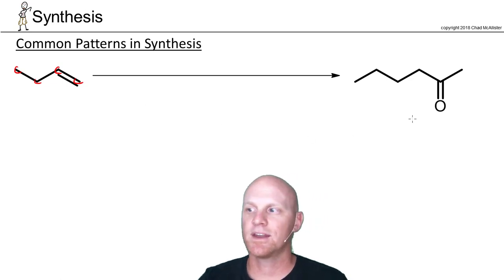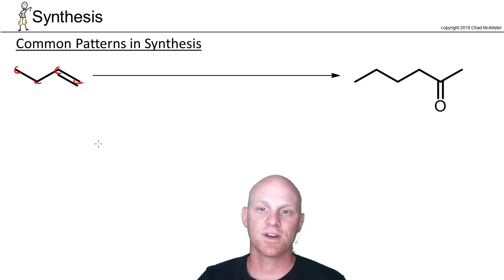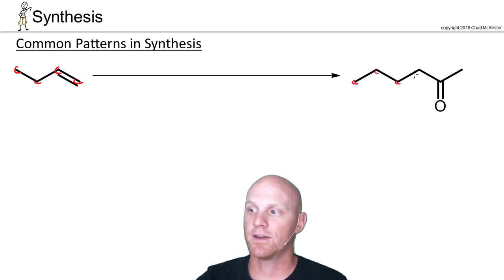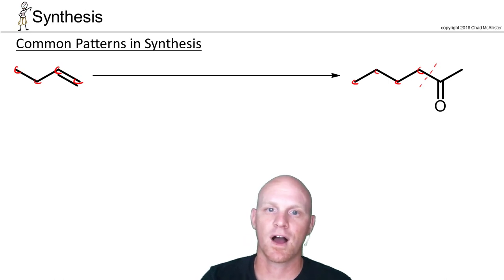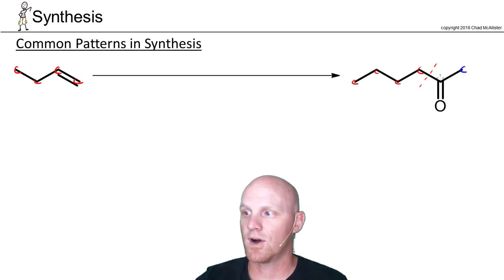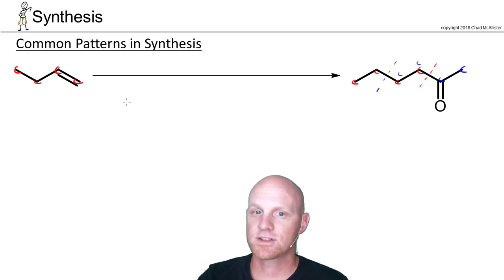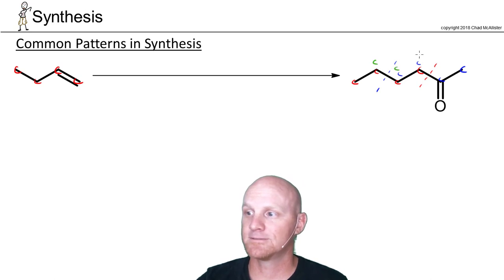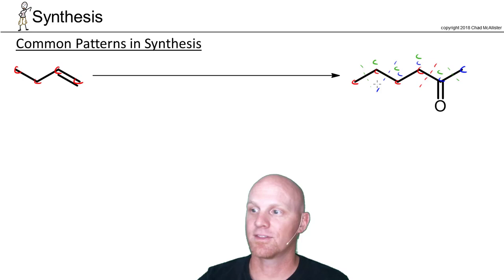The problem is we're going to end up with 6 carbons, and so the question is, where do these 4 carbons match up? Maybe they're these 4 on this end, which would mean we need to make this bond. Another option would be they're these 4 on this end, and we need to make this bond. Or yet another option would be that they're 4 in the middle, these 4, and we would need to make this bond and this bond.